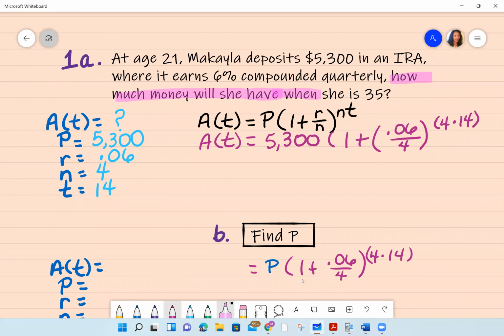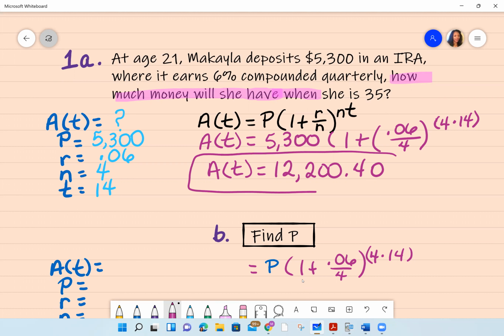So that would be A of T is equal to $12,240.40. That's your answer. Just make sure you put your dollar sign. Okay, so now the next section asks me to find P.